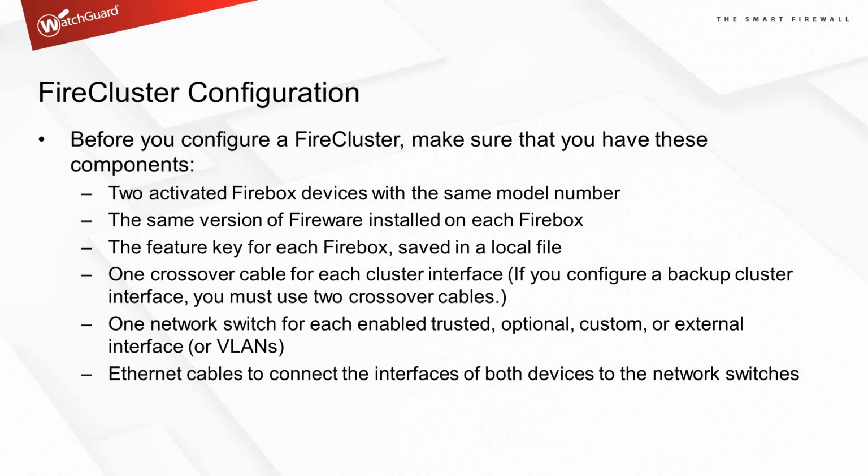Now you will need a network switch for each enabled trusted, optional, custom, or external interface, or VLANs will work as well. So you don't want your internal and external traffic running through the same VLAN or through the same switch. So I do recommend a switch on the outside and inside, or a VLAN in place. And then of course Ethernet cables to connect everything up here.